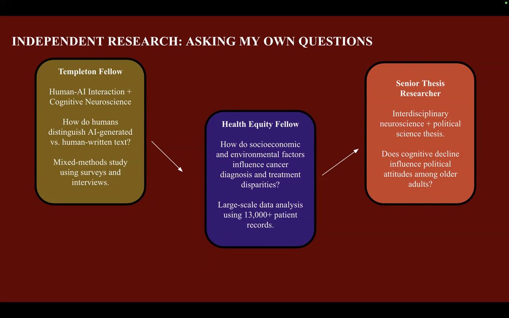So I did a project at the intersection of human AI interaction and cognitive neuroscience. Then I was a health equity fellow where I tried to understand, through computational work, what socioeconomic and environmental factors influence cancer diagnosis, and I did a large scale data analysis of patient records. And then lastly, I did my senior thesis where I tried to combine both my majors in undergrad, neuroscience and political science, to understand if cognitive decline influences political attitudes among older adults. And that's what sparked my interest in aging.